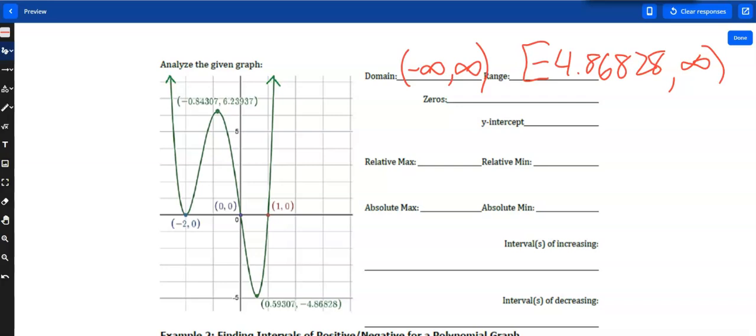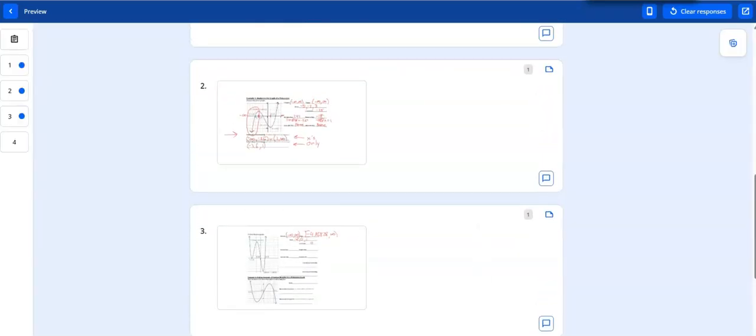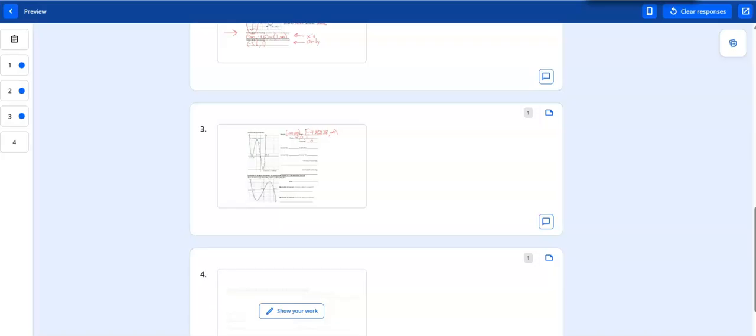Zeros of the function. Well, it looks like we hit the x-axis at -2 and at 0 and at +1. Y-intercept is 0. Did they ask for the y-intercept on the last one? Yeah, they did. Okay.